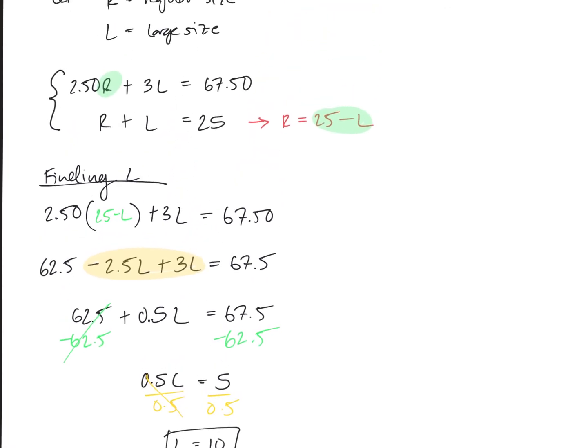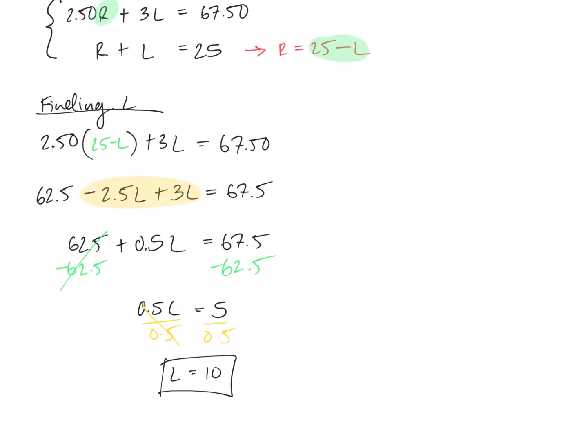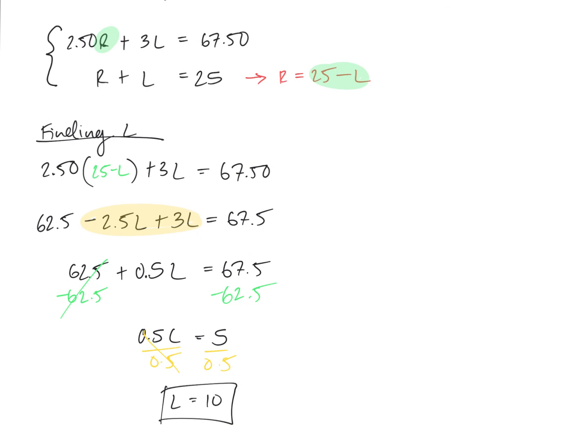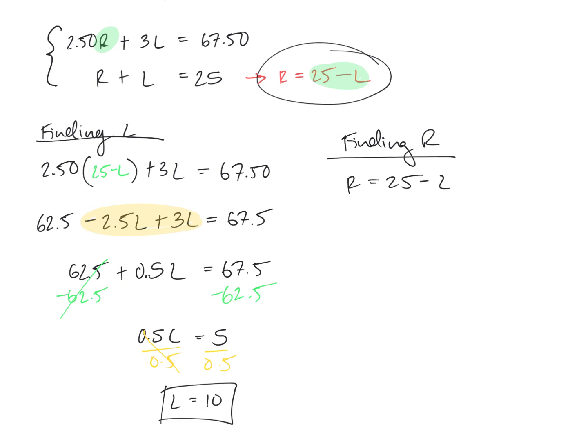Remember, L was the number of large drinks, so she sold 10. All right, but now we need to figure out the number of regulars she sold. So how do we do that? Well, let's use this original equation here. So we're going to find R. It's always good to label your work. So R is 25 minus L, and we found L. L is 10. We'll substitute that into the equation. And then we have R equals 25 minus 10. R equals 15.